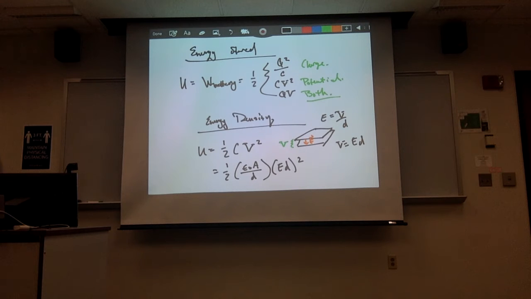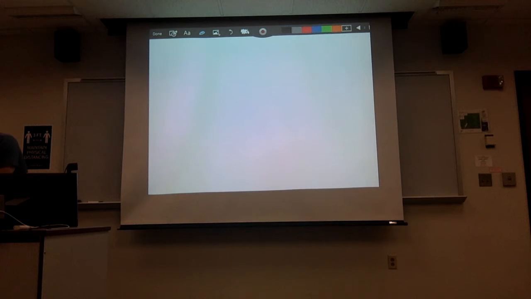Good. So let's multiply all this out. The energy is going to be 1/2 epsilon naught times the area divided by the distance, times the electric field squared times the distance squared. But this distance here cancels out one of these. So it's going to be the same thing as 1/2 epsilon naught times the electric field squared times the area times the distance. Well, what's area times distance?